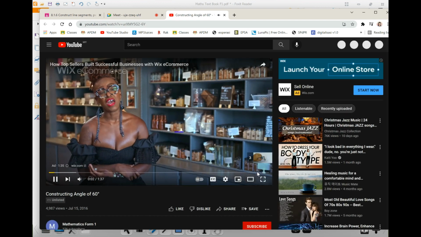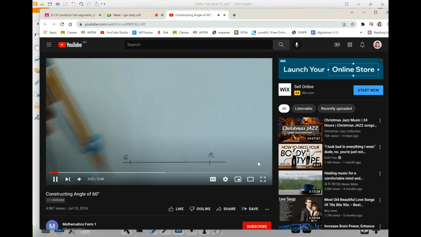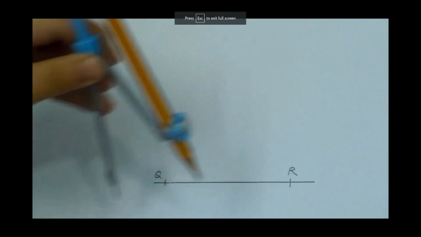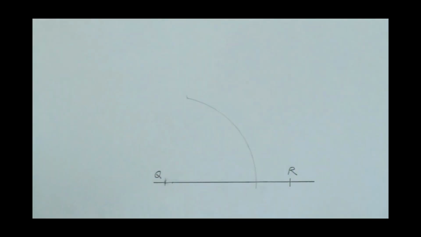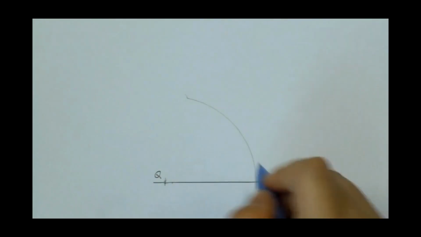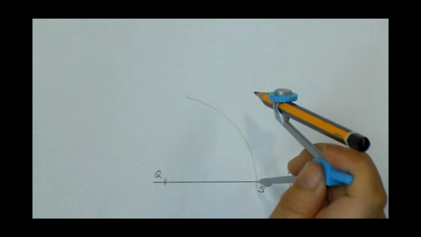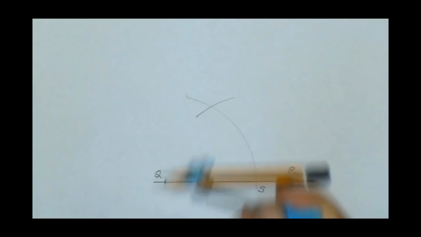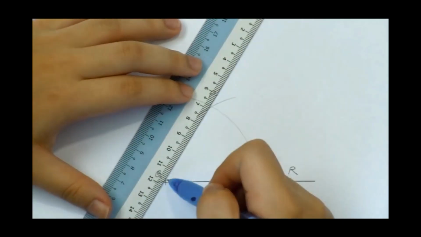Constructing this one. Angle of 60 degrees. Construct a long arc from Q intersecting QR. Mark the intersection point as S. Keeping the same distance on the compasses, draw an arc from S intersecting the arc drawn in step 1. Mark the intersection point as P. Draw a line joining point P and point Q. Thus, angle PQR equals 60 degrees.